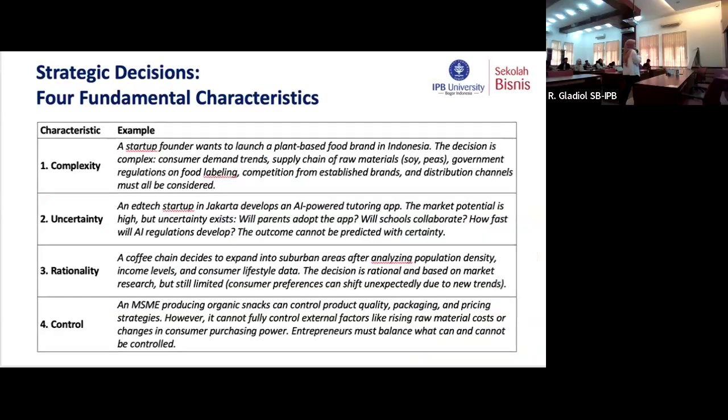Okay, complexity, based on opportunity. A startup founder wants to launch a plant-based food brand in Indonesia. The decision is complex: consumer demand trends, supply chain of raw material, government regulation on food labeling. Because in America, for example, in the USA, you cannot claim something. It's really forbidden if you claim, okay, this is healthy food and so on. There are certifications. Yeah, in Indonesia, we still say, okay, this is healthy food.